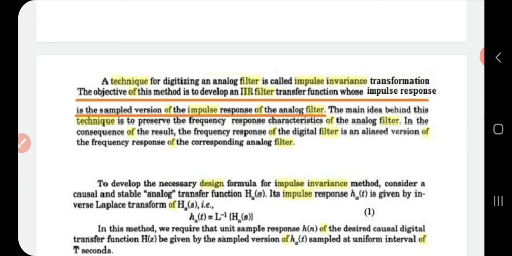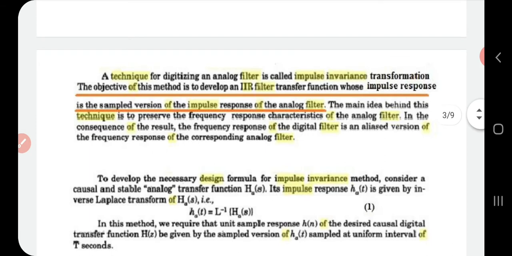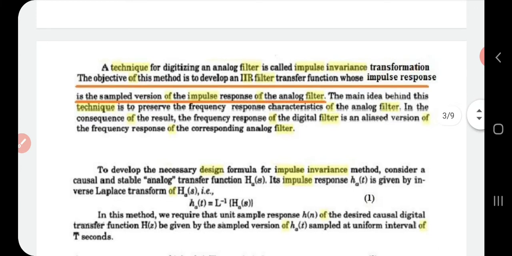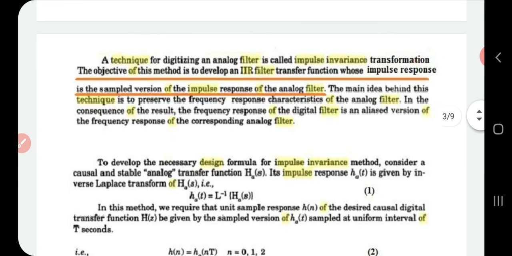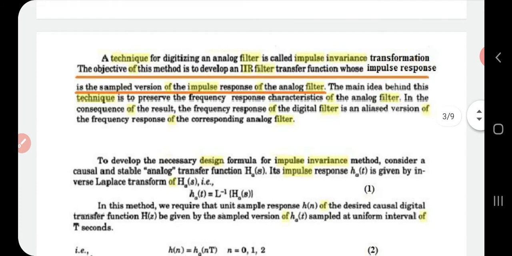So here the impulse response of the analog filter, as I already said, is sampled to get the impulse response of the corresponding digital filter. The main idea behind this technique is to preserve the frequency response characteristics of the analog filter. As a consequence, the frequency response of the digital filter is an aliased version of the frequency response of the corresponding analog filter. So the main concept here is sampling. The impulse response of the analog filter is sampled to get the impulse response of the corresponding digital filter.